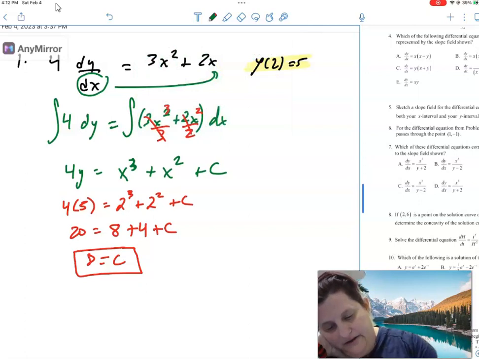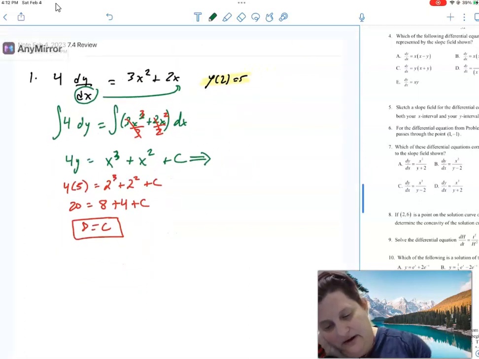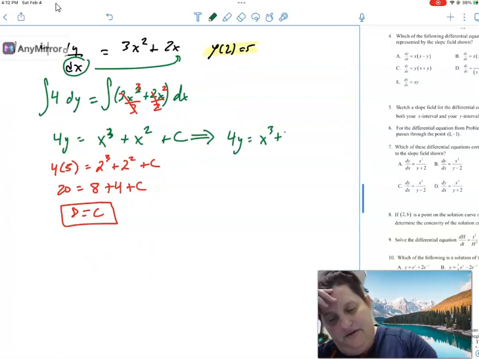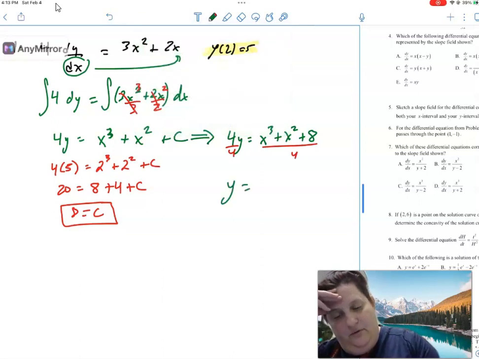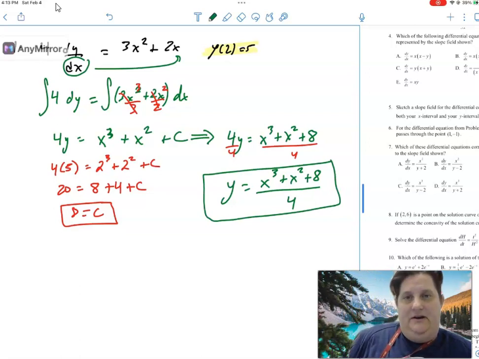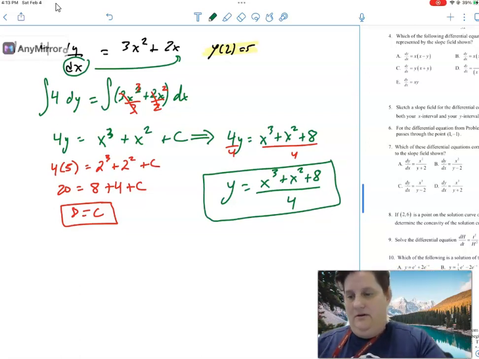So I'm coming back to here, and I get 4y is x to the third plus x squared plus 8. And then basically to solve for y, I'm just dividing everything by 4. You can write it with a 1/4 out front, or you can put this whole thing over 4, however you want to do it. But that's the answer for that differential. All right, let's look at the next one.